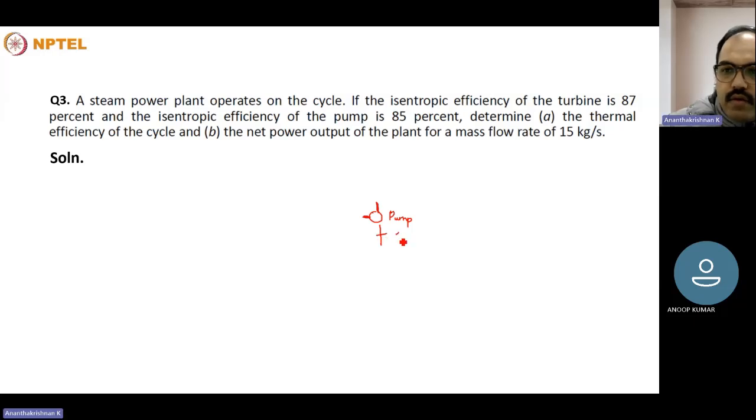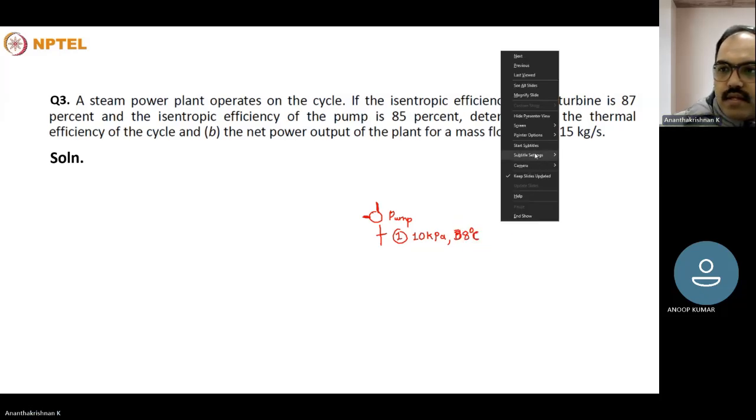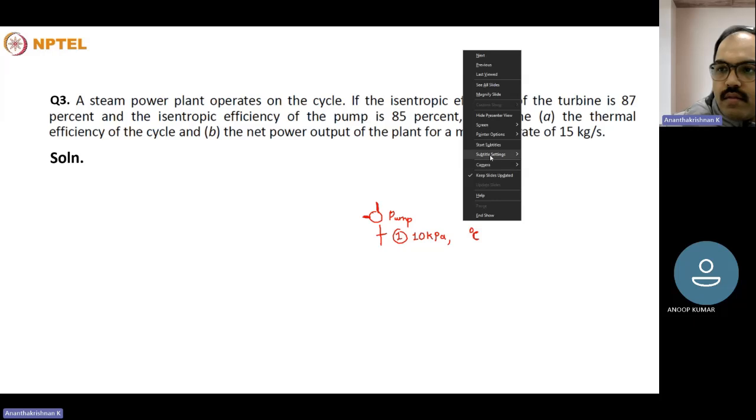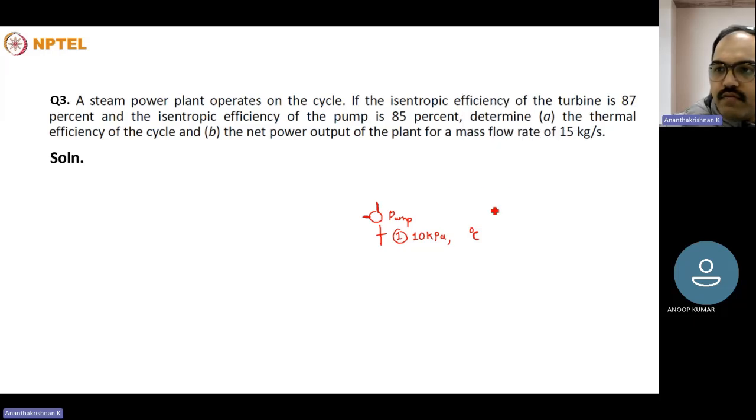It starts at 10 kilopascal and 38 degrees Celsius. The reason why I asked you to do this is because the problem requires the state points. So without that, we can't try to solve it. So this schematic will make it that clear for you. So before the starting of pump, it will be 10 kilopascal, 38 degrees Celsius. And then after compression, it will become 1 megapascal.